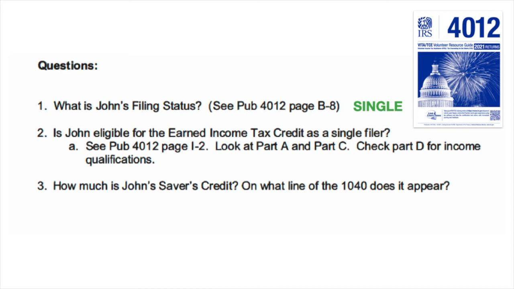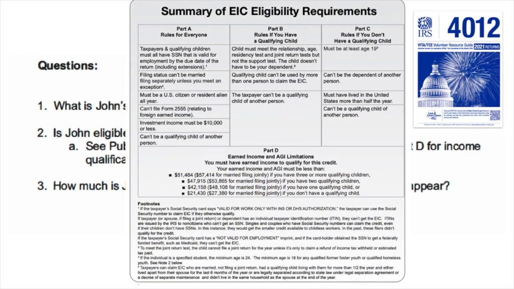Is John eligible for the Earned Income Tax Credit as a single filer? Let's refer to the 4012, page I2 to check. Let's start with Part A. John has a valid Social Security number. His filing status isn't married, filing separately. He is a U.S. citizen. He didn't earn any foreign income. His investment income does not exceed $10,000, and he is not the qualifying child of another taxpayer.